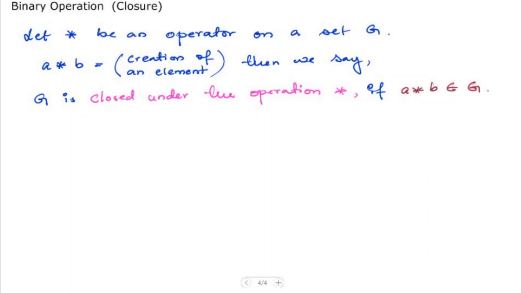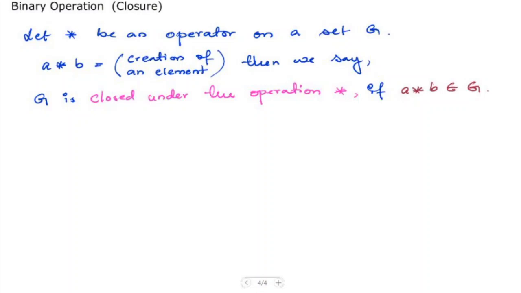In this section we are going to discuss the closure property of binary operation. So the definition is written here already. Let star be an operator on the set G. G could be any set of real numbers, rational numbers, integer numbers, or natural numbers, and this was shown to you in the previous video.